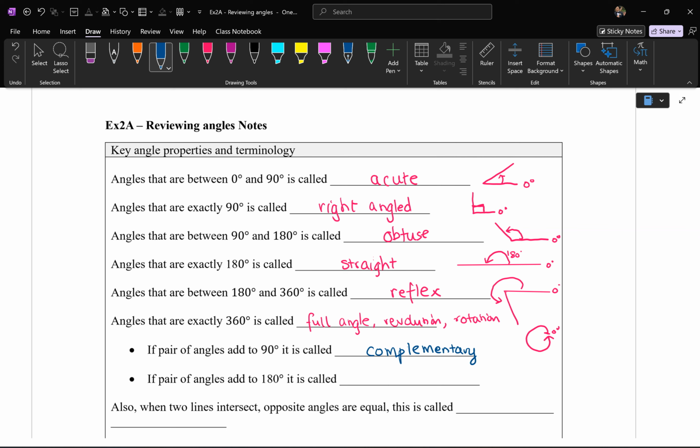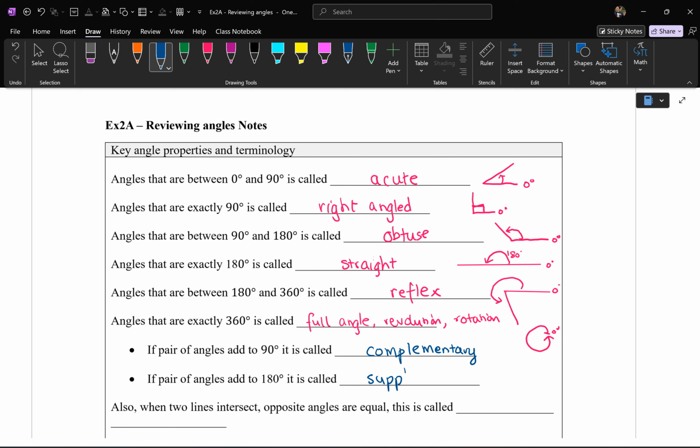Next one. If a pair of angles adds up to 180, then it is called, starting with S. Let's go with Yichen. Do you know? No? Let's go Jacob. No? Let's go with Josh. No? Ryan? Oh, good. We've got a whole row there. Anyone know? Eknor? Supplementary. Write this down.